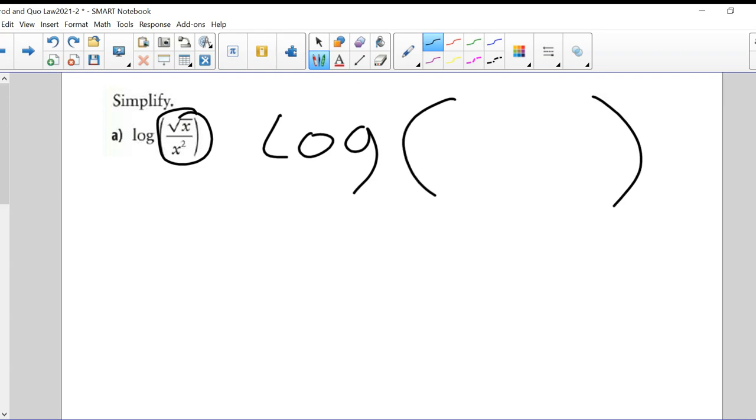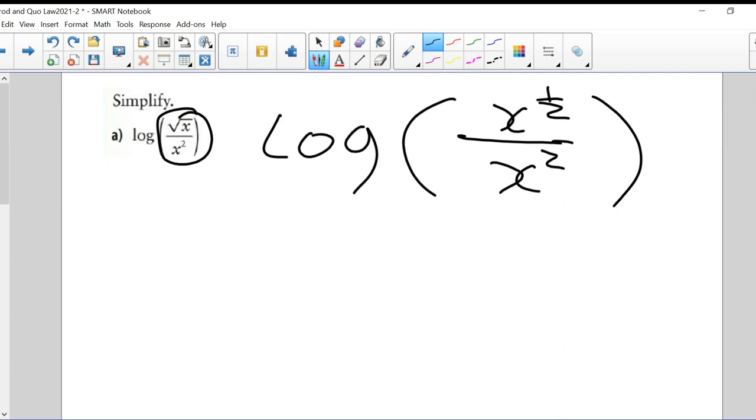That's square root of x. We talked about this before, right? It's x to the power of what? x to the power of a half. And the bottom was x to the power of 2. So, what do you think I'm going to be suggesting next that we do? Rather than using product law and quotient law and all these other laws, what do you think I'm going to suggest we do right now? I have the log of x to the half over x squared. What do you think I'm thinking?